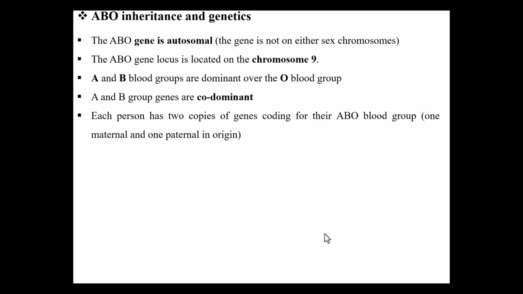Here, A and B blood groups are dominant over the O blood group. A and B group genes are codominant because they are not dominant over each other. A is not dominant over B and B is not dominant over A. Both traits appear in the table, which means they are codominant. Each person has two copies of the genes coding for the ABO blood group, one from the mother and one from the father.